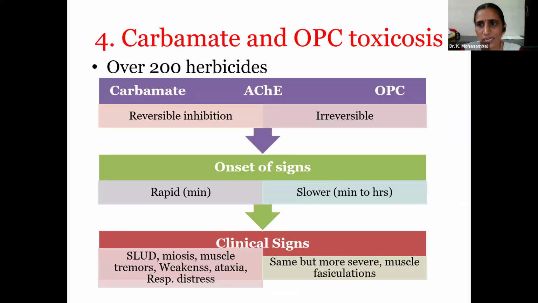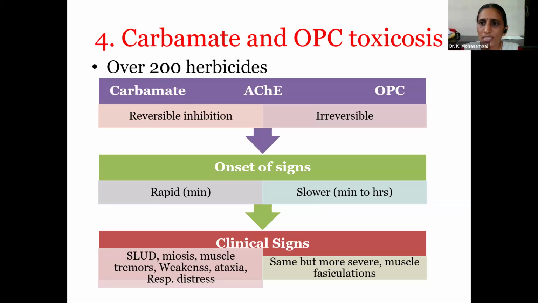And very important, and my interest, we have treated more cases of carbamate and OPC poisoning in our clinical setting. There are over 200 herbicides available, even then the more common toxicity is carbamate and OPC. Carbamate and OPC toxicities exhibit the same kind of clinical signs, but the severity is more in OPC poisoning. Salivation, lacrimation, urination, defecation, miosis, muscle tremor, weakness, ataxia, and respiratory distress are common in both cases, whereas instead of muscle tremors, in OPC poisoning we observe muscle fasciculations.